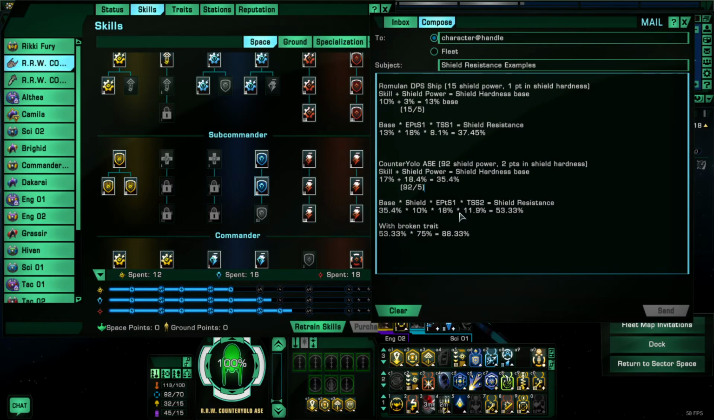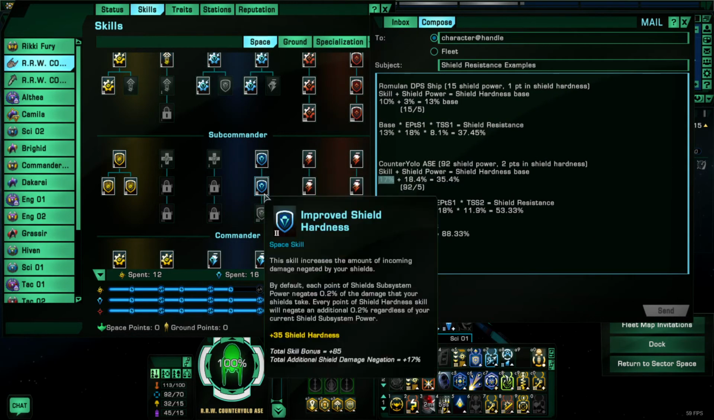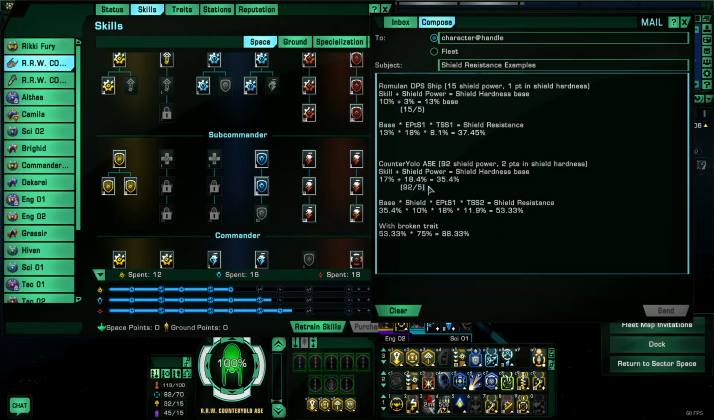So overall, for my calculations, 17% because the 2 points ends up having 85 points in the skill, which gives 17% shield resistance. And then whenever you do the calculations, every 5 points of shield power gives you 1%. So 92 points divided by 5 gets 18.4%. Because these are both linear scaling, you add them together. So my base shield resistance is at 35.4%, which, if you compare this 35.4 with the 37.45 that this guy had at the peak, they're pretty similar.